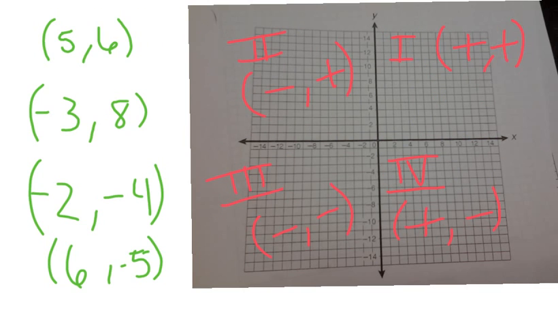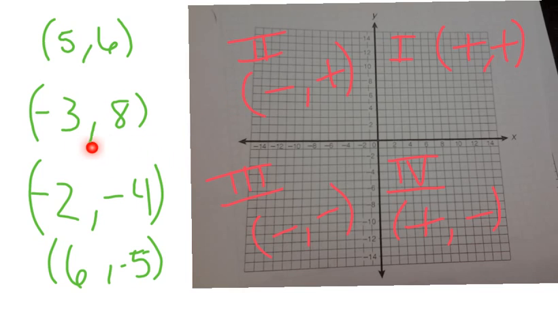So now, based on that, I can look at an ordered pair and tell which quadrant it's in. For instance, when I look at 5, 6, I'm going, oh, those are both positive numbers. 5, 6 lives in quadrant 1. It's the only one where they're both positive. Then I can look at negative 3, 8, and I can go, oh, that lives in quadrant 2, because that's the only quadrant that has a negative x and a positive y. It has to live over here.